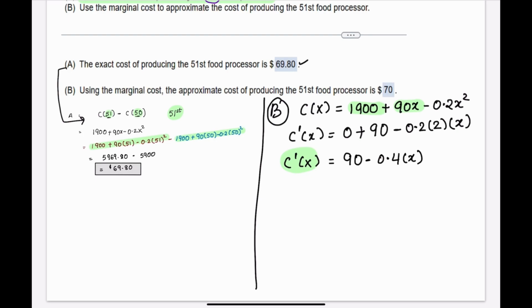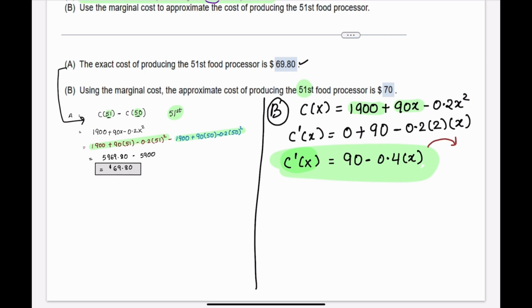Here, the rate of change is going to give me the cost of the next food processor. So if I want to find out the cost of the 51st food processor, then I have to evaluate this at the previous one, because this function will give me the cost of the next. Am I making it clear? This function, this is the rate of change. This is going to give me the cost of the next food processor.